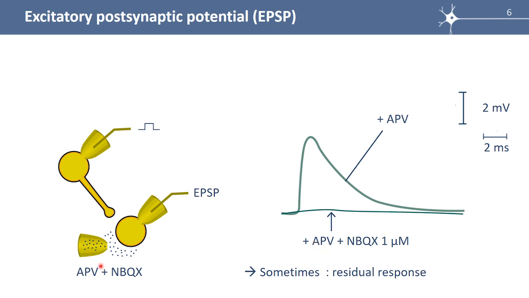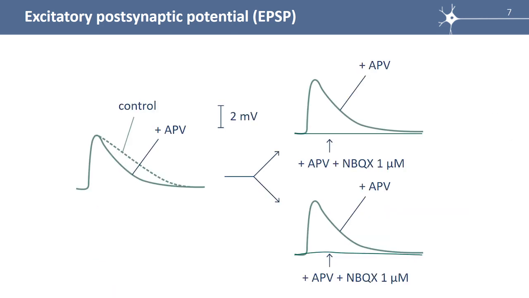Sometimes, when we apply APV plus NBQX, the EPSP does not completely disappear. There is a residual response. Let's have a look at this experiment again. In dotted lines, here is the control compound EPSP, and here is the APV resistant component. This APV resistant component can completely disappear in the presence of NBQX or not completely.